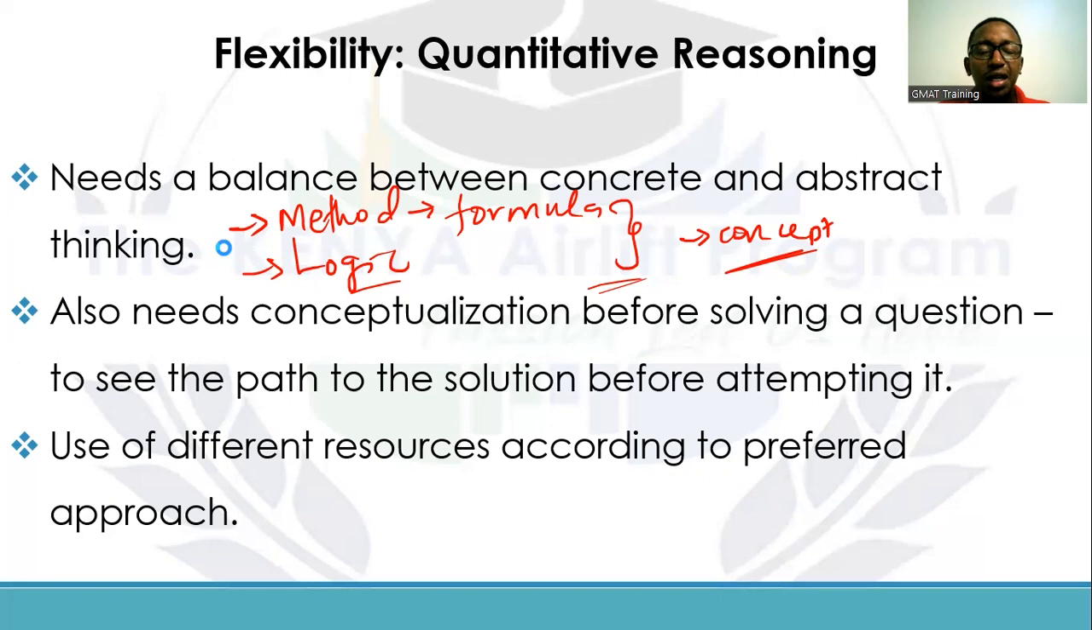And remember, if a method of solving a question takes more than 2 minutes, there must be a better way. So this helps you determine which question you can solve, which question you cannot solve. And then you can use different resources according to preferred approach. So this is both in your practice questions and where you get your concepts. So again, just sample the resource, and if it's good for you, pick it and move with it.